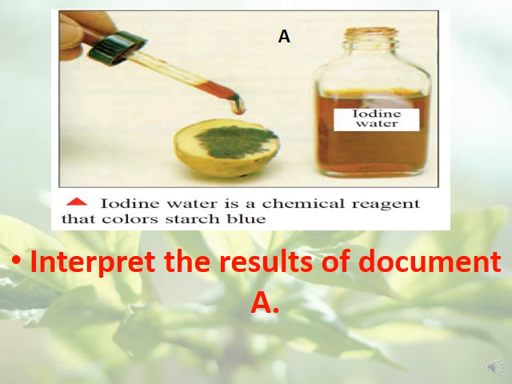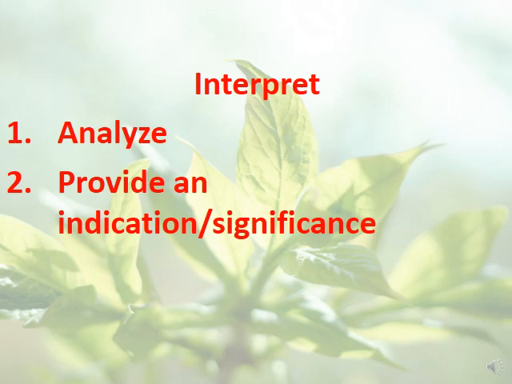Interpret, as we said before, means analyze, plus you have to give an indication or a significance. Pay attention to this. Interpret means you have to analyze, plus you have to give an indication or significance: this indicates that. Otherwise, if I ask you to analyze, analyze is similar to interpret but without the indication. Interpret, you have an additional part, you have to say an indication: this indicates that. So pay attention to this.